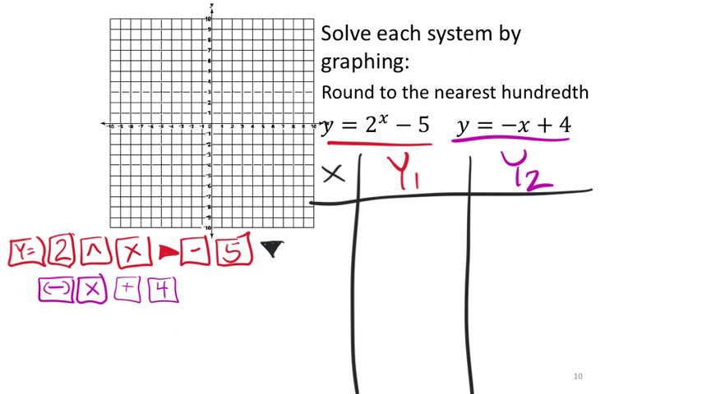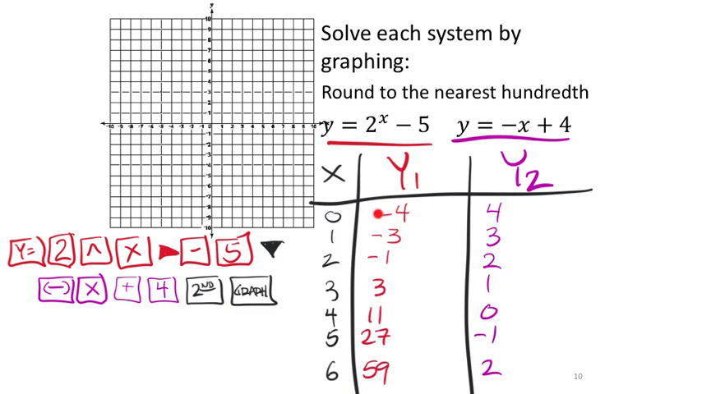Now, the first thing I want on this is the table. So at this point, now that I have my functions in there, I want the table. I'm going to push second, and then I'm going to push graph because that is where the table is. Okay, so second graph gives me this table. So I'm going to put the values in there.